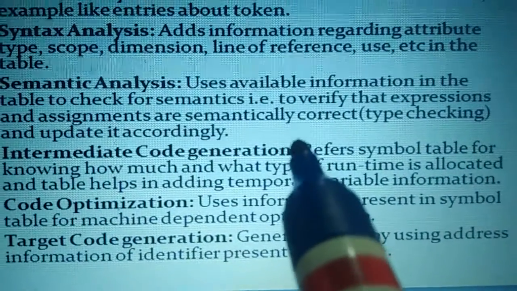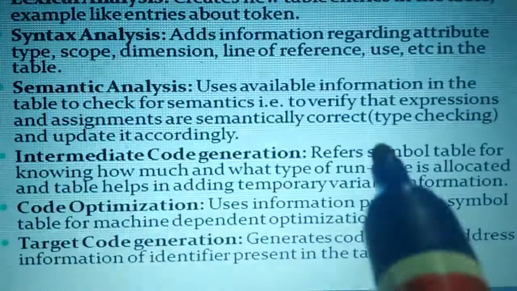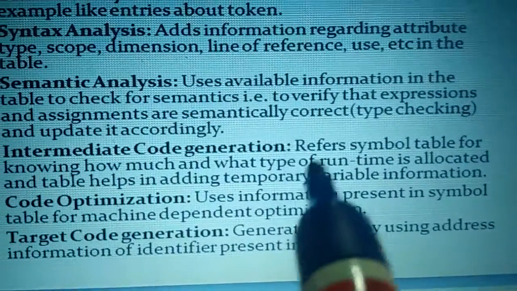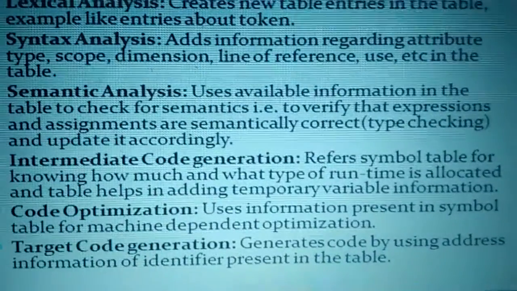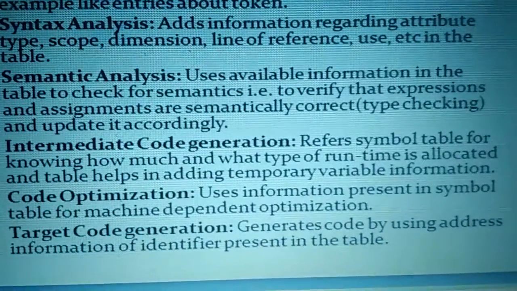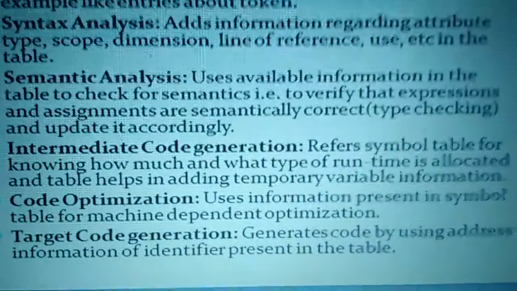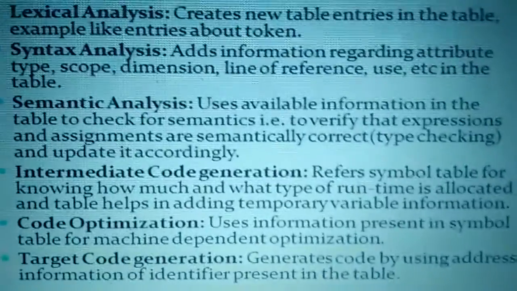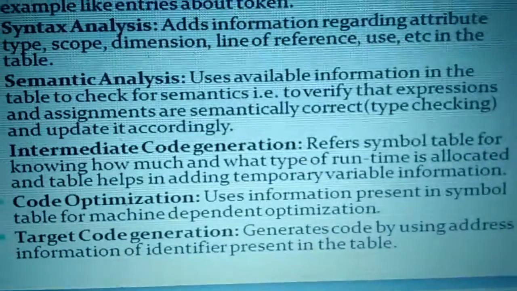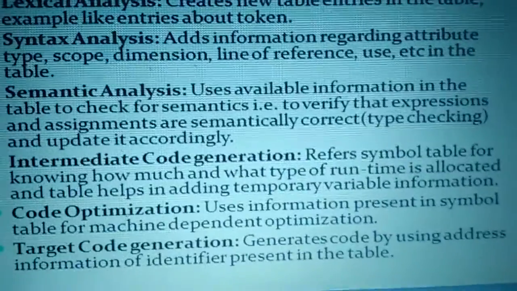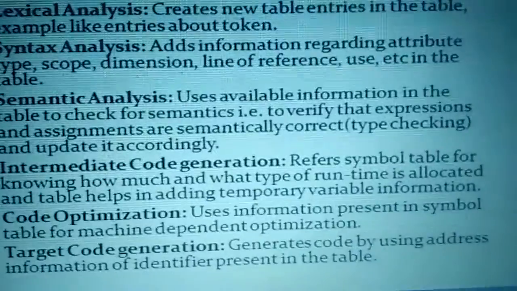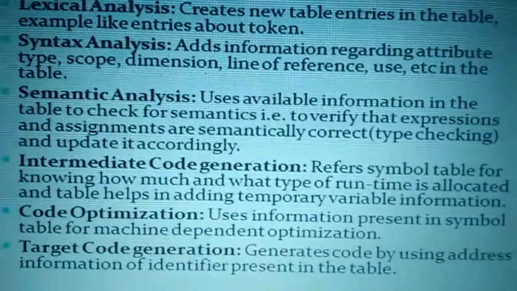So therefore, here the intermediate code refers to the symbol table for knowing how much time the program takes to run, or what runtime execution time is allocated. The table also helps in adding the temporary variables used in the program, because they are entered in the symbol table.